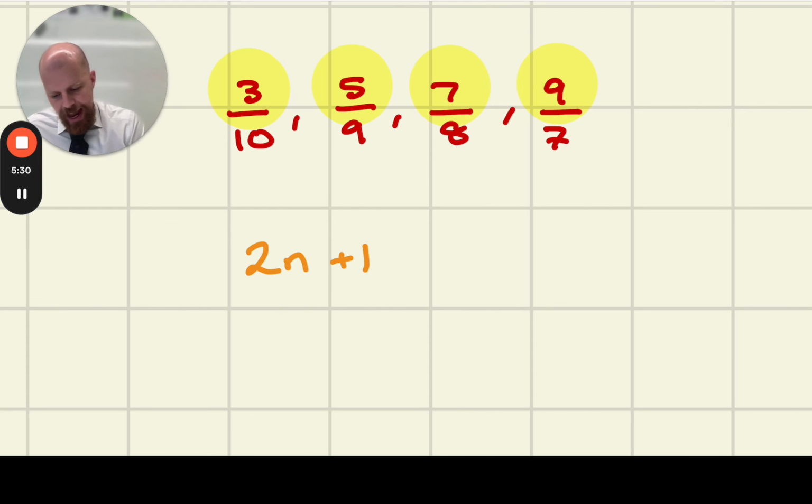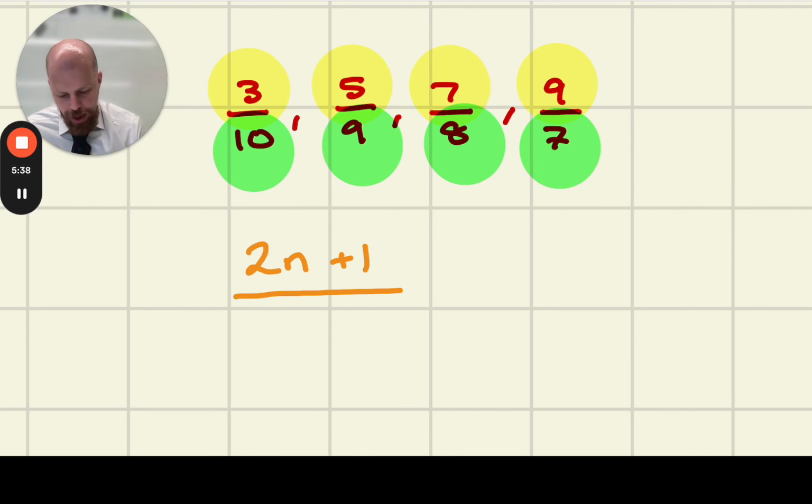Easy. Now if we do the same, but this time we look at the denominators, 10, 9, 8, 7. I'm going down by 1, so I minus 1n, or just minus n. I go back 1 term, I get +11. And that is how you would do the nth term for fractions as well. Just consider the nth term of the numerator, then the nth term of the denominator.